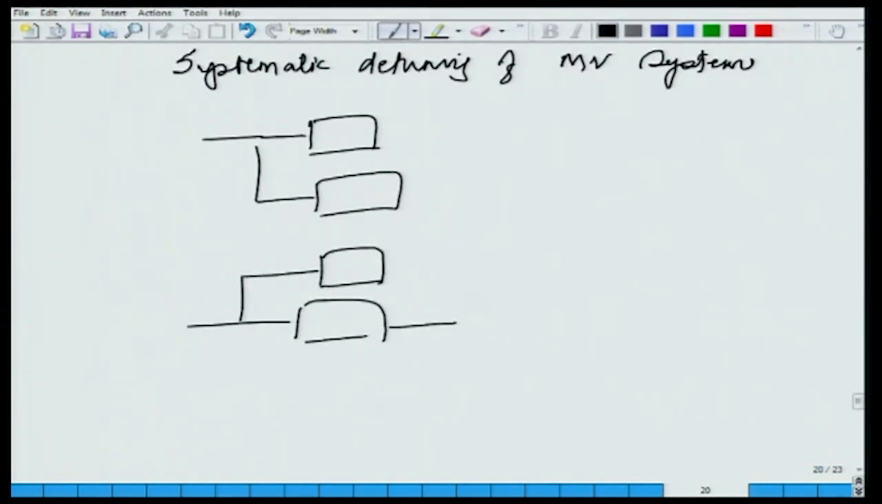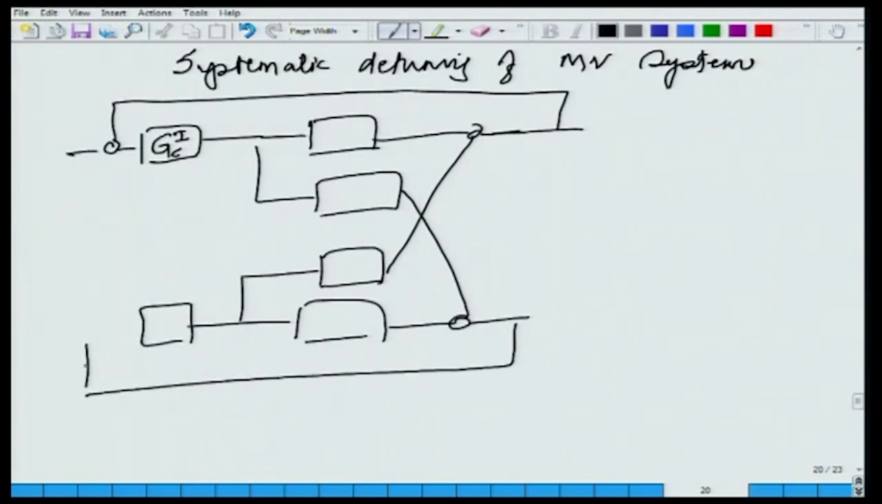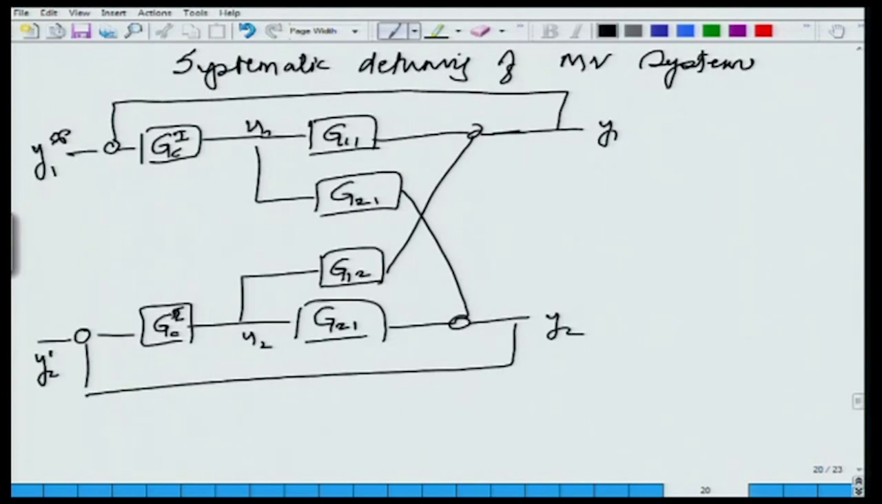So, if I have a multivariable system and I am trying to control this output using a controller, this is my decentralized GC1, and I am trying to control this one using another controller, this is GC2. Of course, this is the effect of 1 on 1, this is U1, this is Y1, this is U2, this is Y2, with effects of 1 on 2 and 2 on 1, and this is the y1 set point and this is the y2 set point. Of course, plus minus, negative feedback; let us say this is plus plus plus plus.